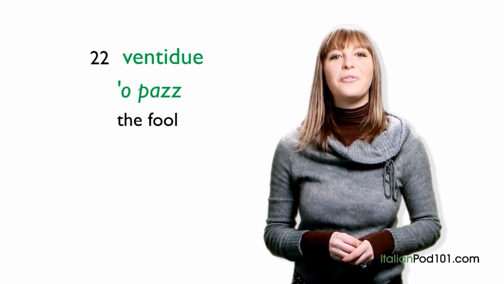Now it's time for Consuelo's tips. If you want to practice your numbers, why don't you play tombola with your Italian friends? What is tombola? Tombola is the Italian version of bingo. In the Napolitan version, each number has a very amusing drawing that represents a character. For example, the number 22 is o pazzo, the fool.